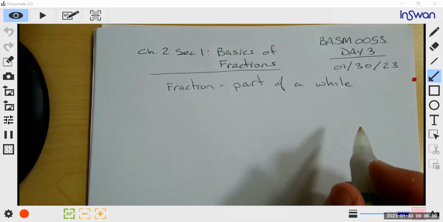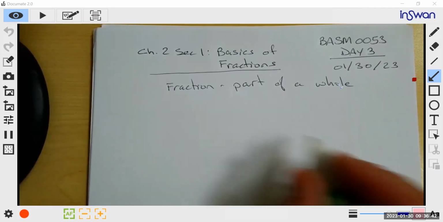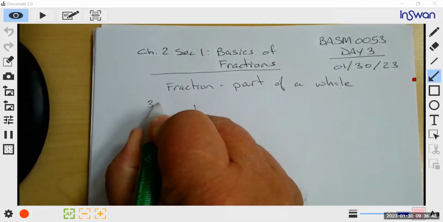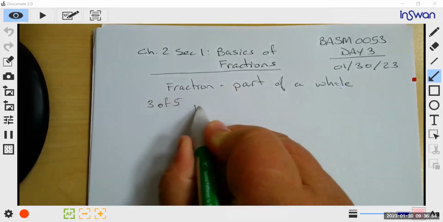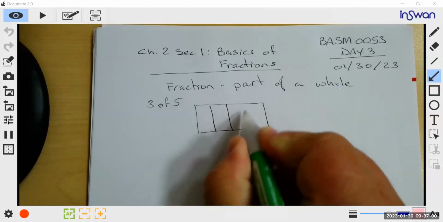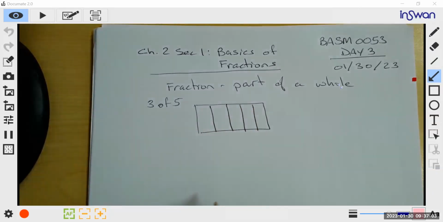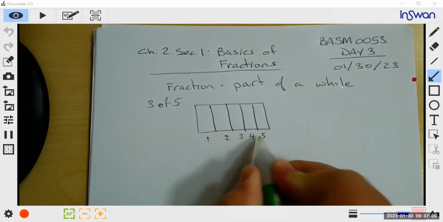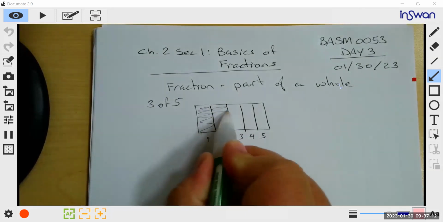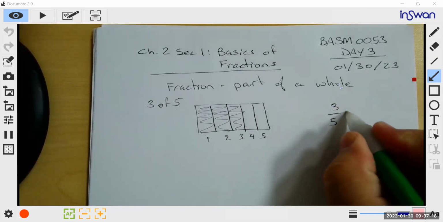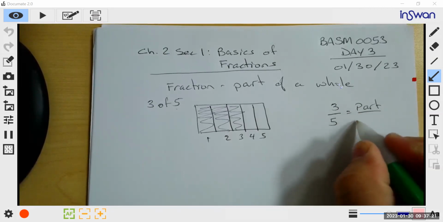A fraction is simply a part of a whole or a part of a total. So if I said 3 of 5, they have 5 spaces, and I shade 3 of them. So this is the part over the total or the whole.